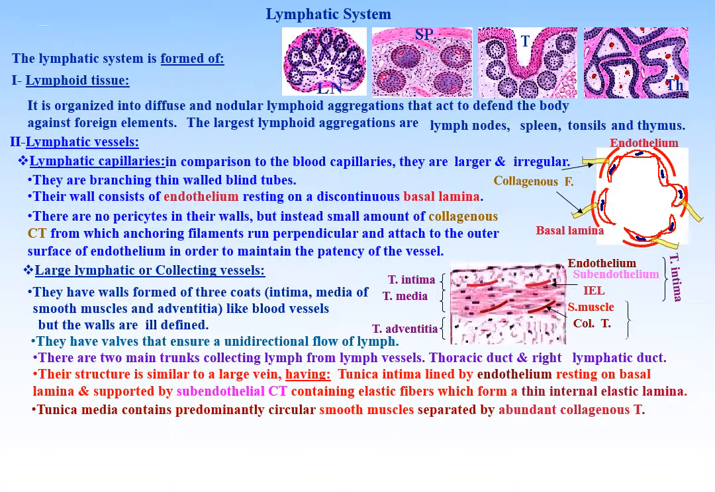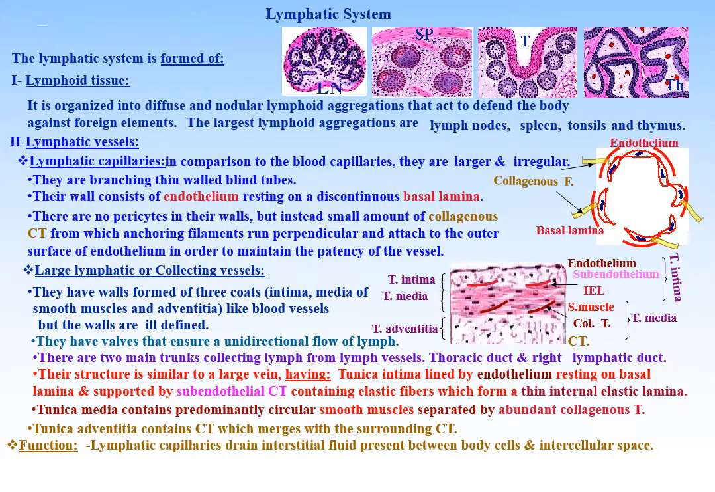Tunica media contains predominantly circular smooth muscle fibers separated by abundant collagenous tissue. Tunica adventitia contains connective tissue which merges with the surrounding connective tissue.